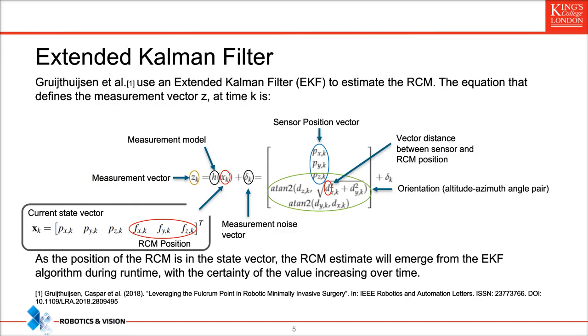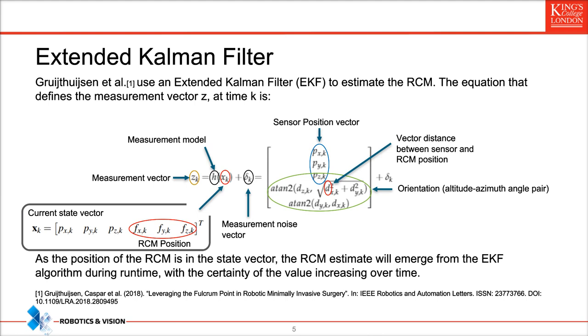Just to quickly give you an overview of it, this EKF uses two sensor measurements, the instrument's position and orientation, to estimate the RCM position. It does this by using the measurement model shown on the slide. The measurement vector ZK on the left is the compilation of the measurements directly taken from the sensor. This equals the measurement model shown in the box brackets on the right hand side.